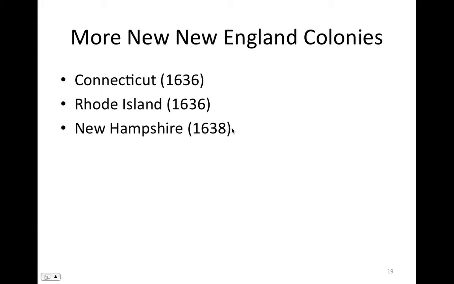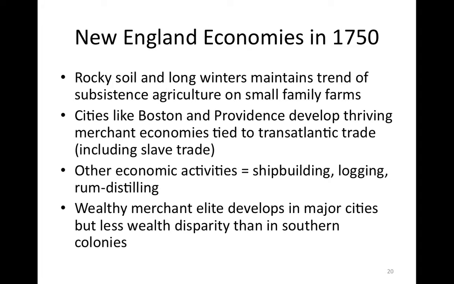And just like in the southern colonies, more New England colonies were established after Massachusetts and Plymouth. You had Connecticut, established in 1636, Rhode Island, and New Hampshire, established very early on as well.